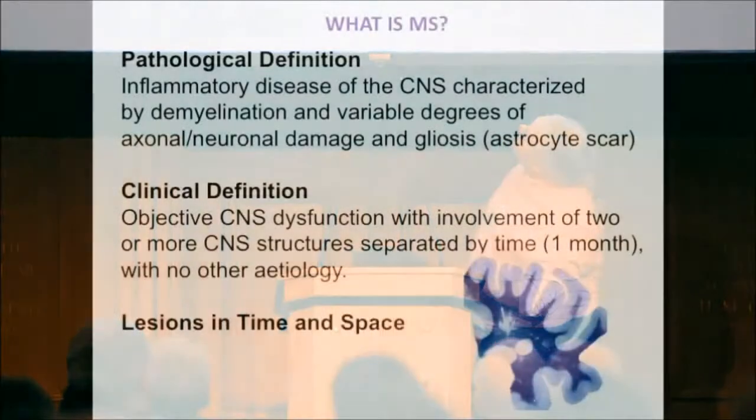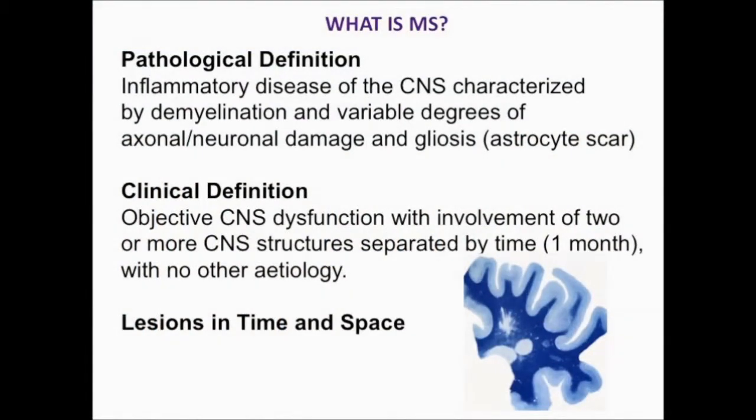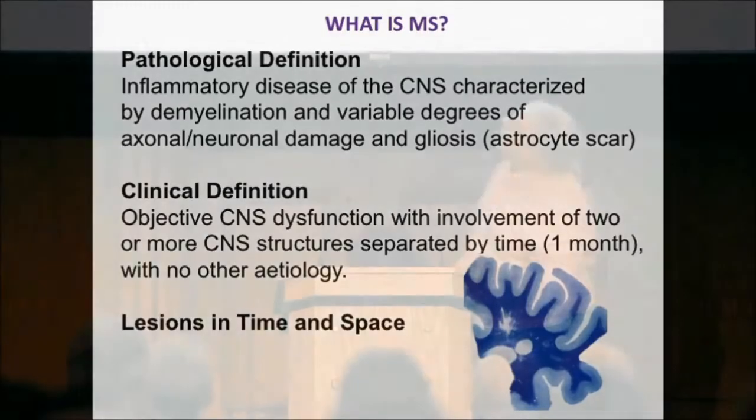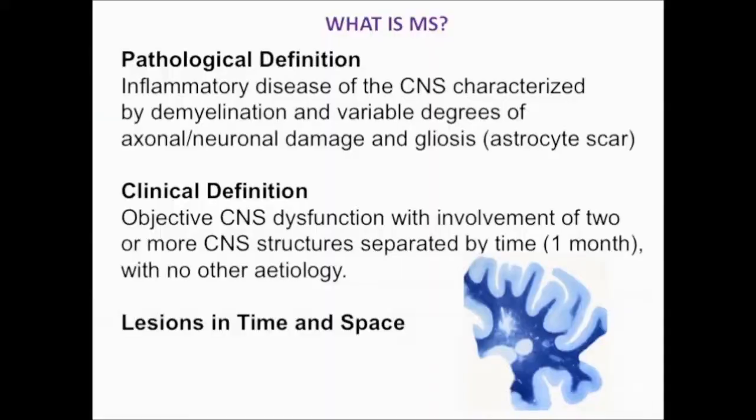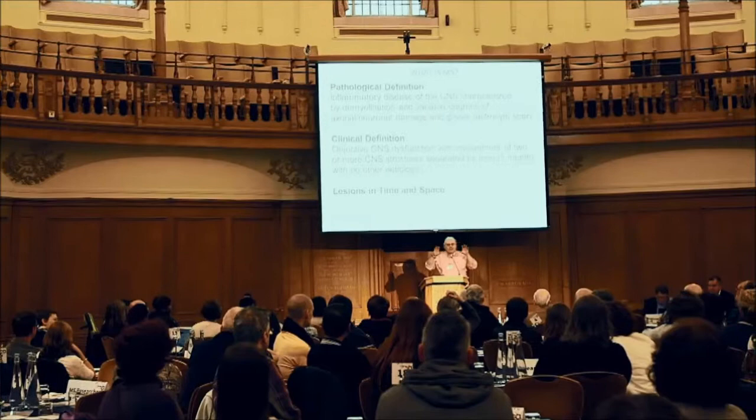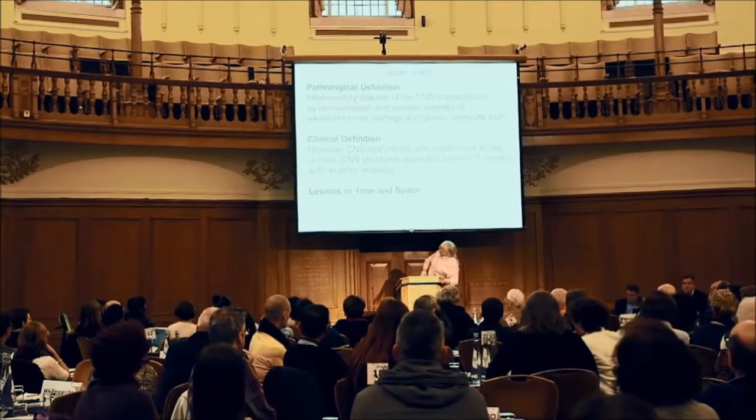I'll have to read it myself. So, pathologically, it's an inflammatory disease of the central nervous system, causing demyelination with evidence of axon, that's the nerve, damage with gliosis. This is a scar formed by the astrocytes. And clinically, what we have to see is episodes of neurological dysfunction in time. So the diagnosis of MS is lesions in time and space.